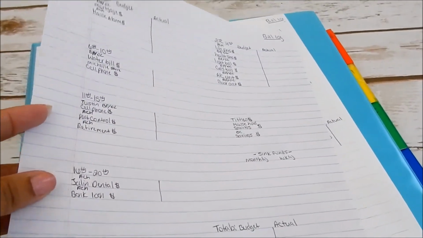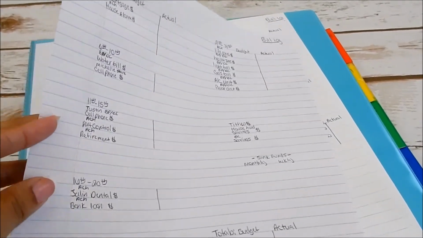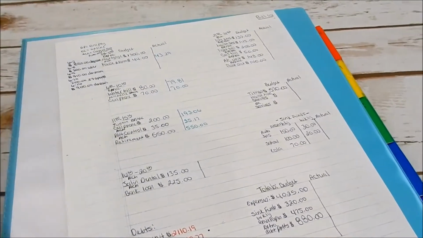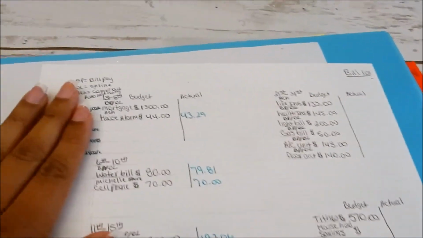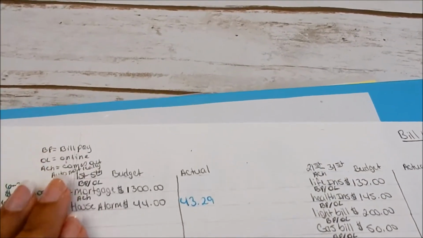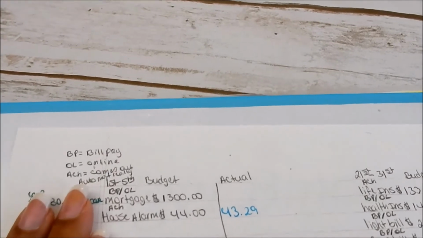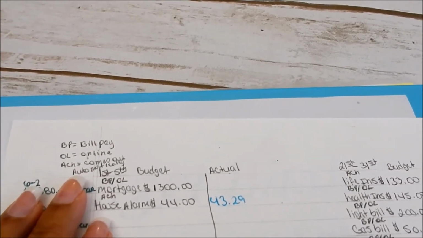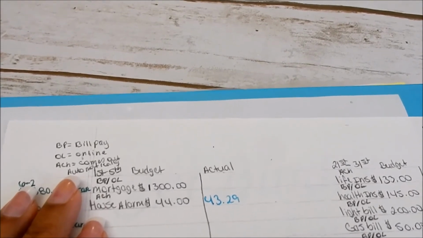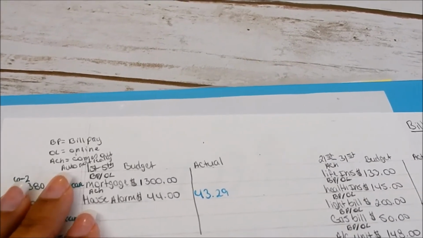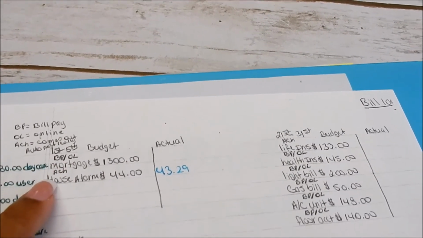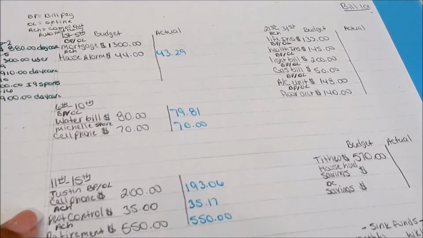I keep this copy in the front of the bill binder, and I just make a copy of it at the top of each month to do the bill log. So getting into it, I'll show you guys quickly here. So I have a little key that I have done, and it's really for the hubby's purpose. BP, bill pay, OL, online, ACH automatically comes out. Just that way he knows. And I have those little abbreviations above the bills itself. So you can see that.